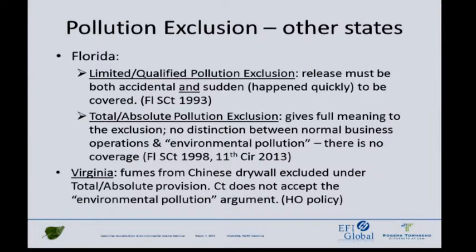Virginia, Chinese drywall case, which came out last year. This was actually under a homeowner's policy, but it also had an absolute pollution exclusion, and the court said it's not covered. Fumes from drywall are not covered. They're not going to accept the environmental pollution middle ground. They just say it's not covered. It was obviously a discharge. It was a fume, vapor, gas, and the policy said it wasn't covered. But again, that was a homeowner's policy.